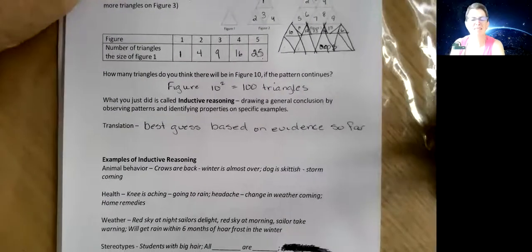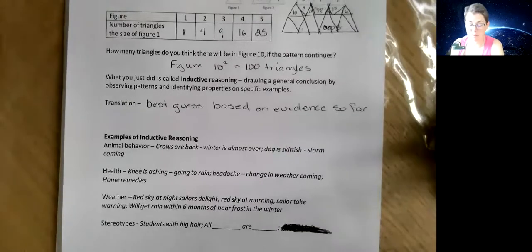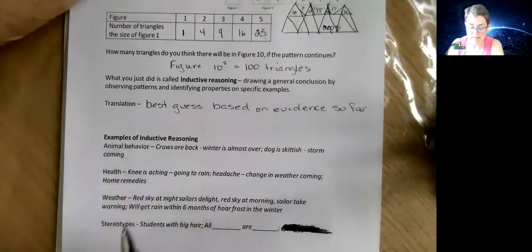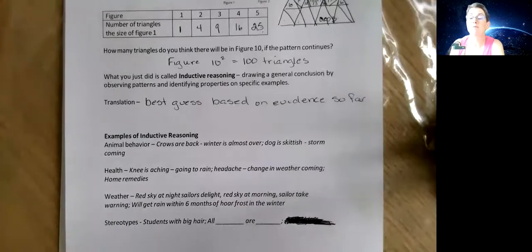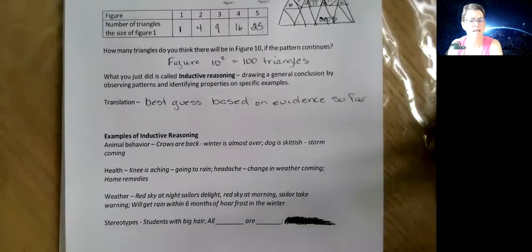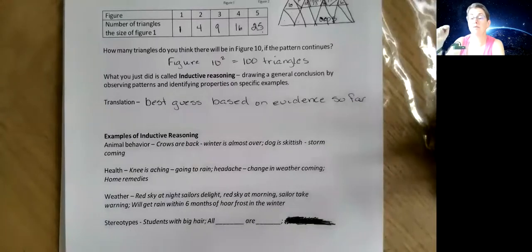So let's just look at some like really non-mathy examples. All right, so inductive reasoning, animal behavior. When the crows return, that means the winter is almost over. What is like February 2nd? Right, Groundhog Day, Punxsutawney Phil. If he sees his shadow, there's 6 more weeks of winter. I can't remember how it works, but that's inductive reasoning. Seen it a whole bunch of times.